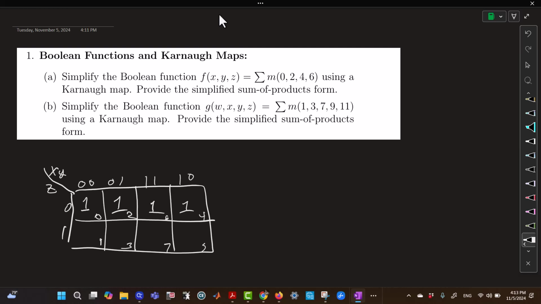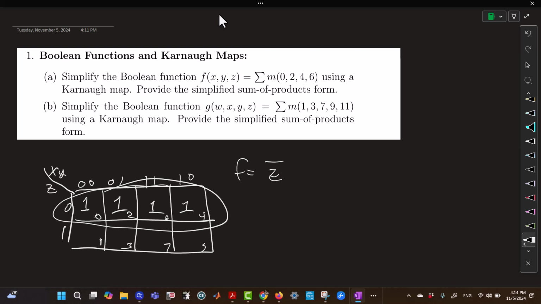Okay, so you want to get as big a group as possible with as few circles as possible, so that's clearly just going to be that one right there, and that is just z bar. So f equals z bar. And it's not going to get any simpler than that. It's z bar because z equals 0 in that row. You only include the variable that doesn't have different values.